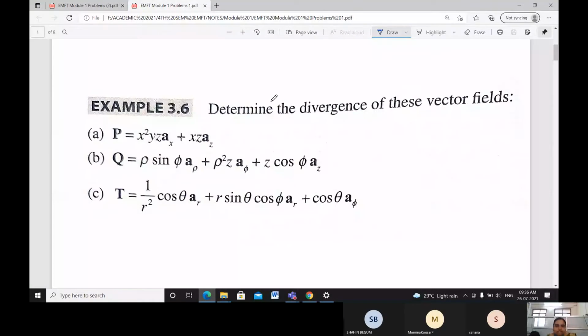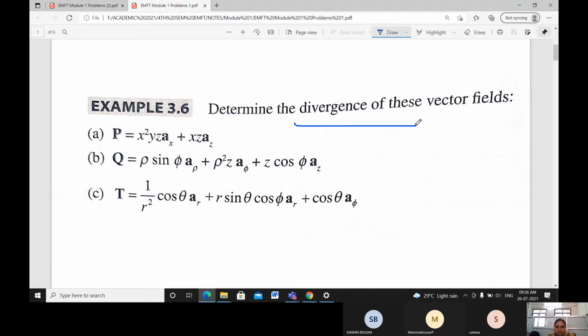Here a problem is given. Determine the divergence of these vectors. That is, P is given as x squared yz ax plus xz az. Q is given as rho sin phi a rho plus rho squared z a phi plus z cos phi az. Then T is given as 1 by r squared cos theta ar plus r sin theta cos phi a theta plus cos theta a phi. This is the given.